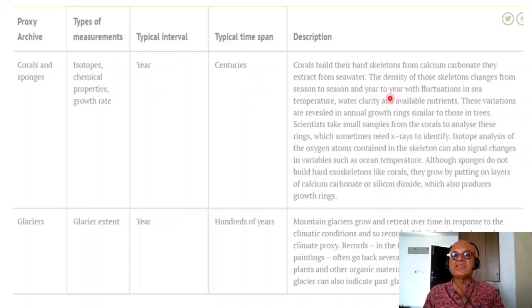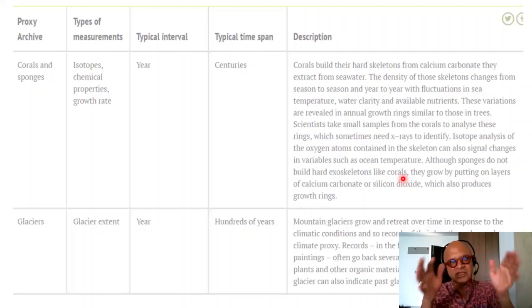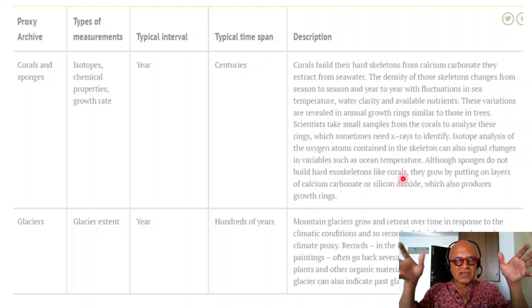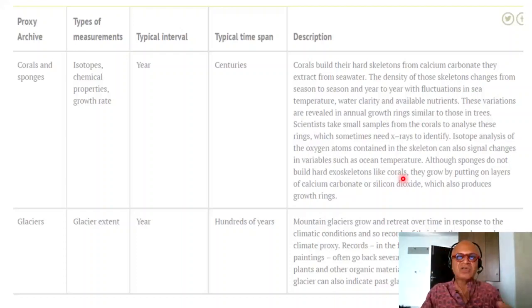So corals build their hard skeletons from calcium carbonate they extract from seawater. I don't know if I'll read all of these things, but basically corals are precipitating calcium carbonate out of the water and building their skeleton, and then they are providing a symbiotic relationship to a lot of algae, and then recycling oxygen and nutrients and creating biodiversity. They are like the rainforests of the ocean, so they store a lot of information.